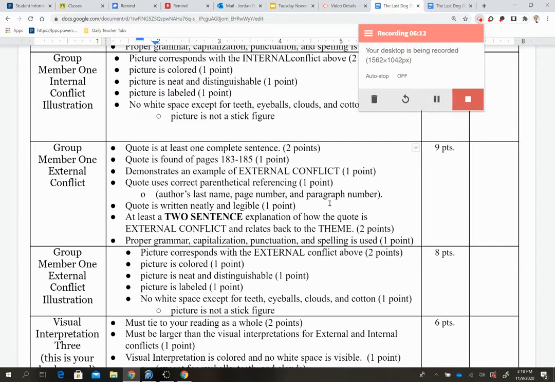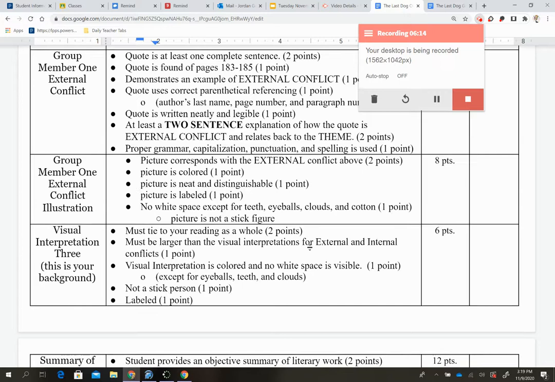Then you have visual interpretation 3. So this is your background. This is for the whole group to work on, so this is part of your group grade. It says it must tie in with your reading as a whole. So this one, remember, is science fiction.